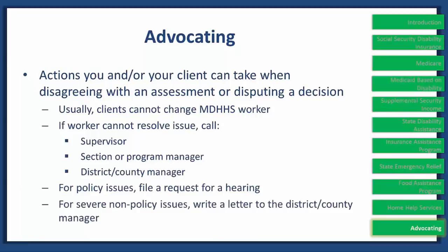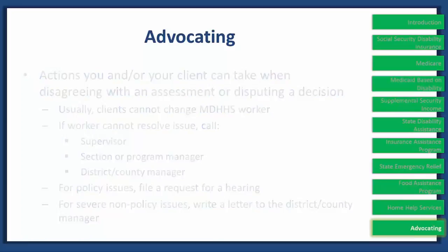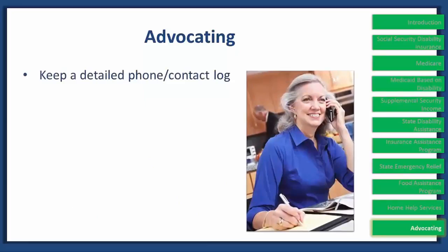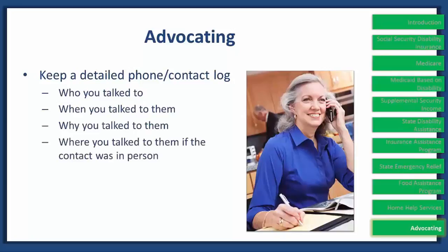For severe non-policy issues, write a letter to the district/county manager. The letter should be specific and detailed and ask for a response within 20 days. Keep a copy of this letter. Keep a detailed phone/contact log that includes who you talked to, when you talked to them, why you talked to them, and where you talked to them if the contact was made in person.